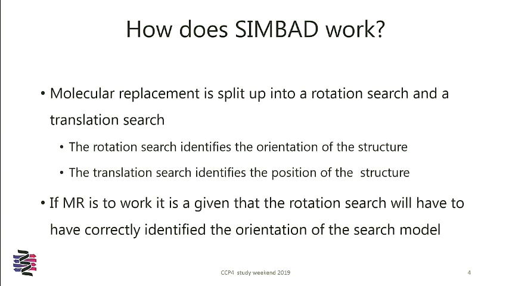So how does SIMBAD work? Well, molecular placement is split up into two steps. The first one is rotation search and the second one is translation search. It's sort of a given, if molecular placement is to work, the rotation search has got to work. If the rotation search gives us enough information, we don't actually need to do the translation search for it to give us, is our search model likely to work or not?